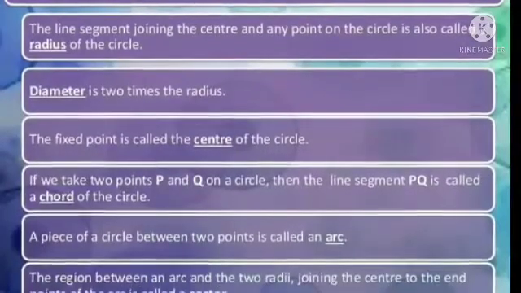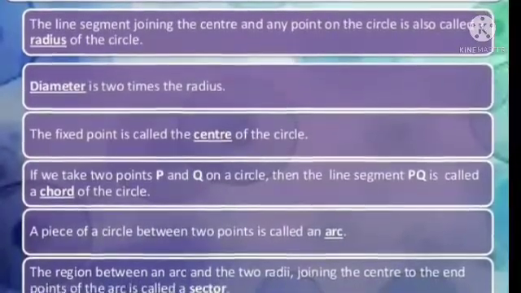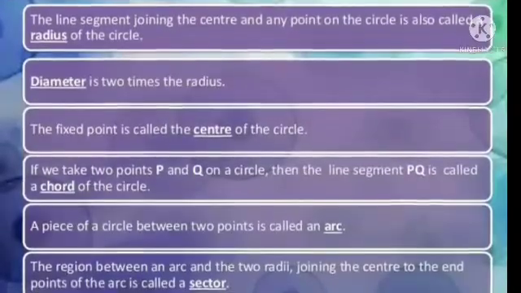The region between an arc and the 2 radii joining the center to the end points of the arc is called a sector.